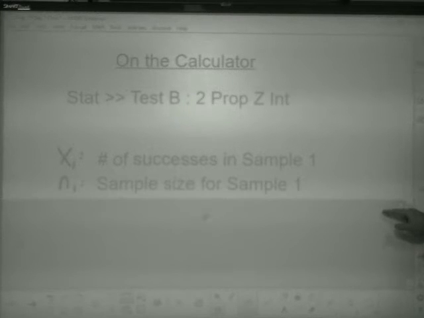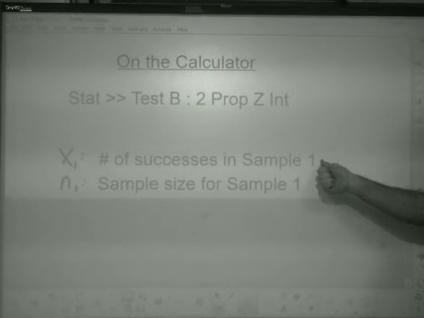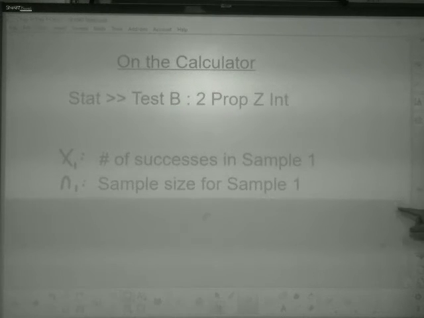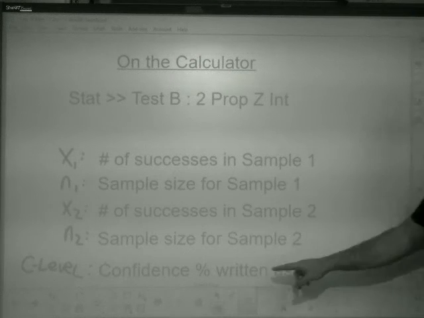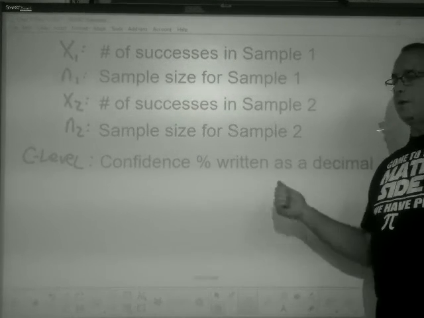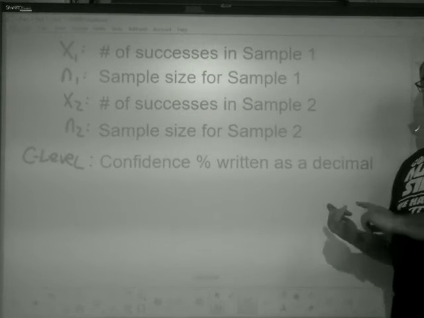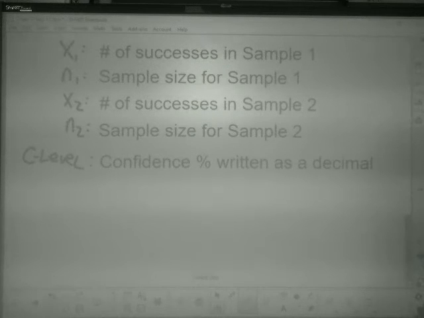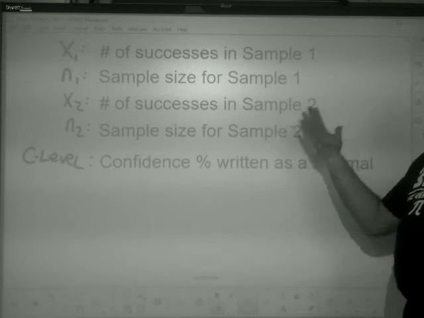So on the calculator, it's going to ask you for N1 and X1. So X1 is the number of successes in sample 1. N1 is your sample size for sample 1. X2 and N2. And again, it's going to ask you for the confidence level. And you just put in that number written as a decimal, like 0.90, 0.95, 0.99, depending on what confidence level you want. And you hit enter. And it's going to give you an output.